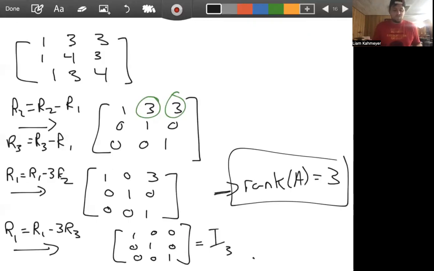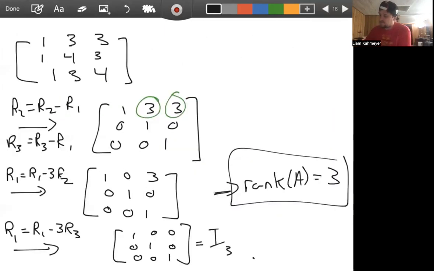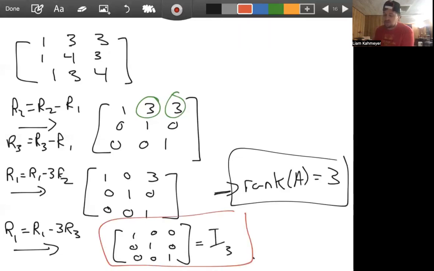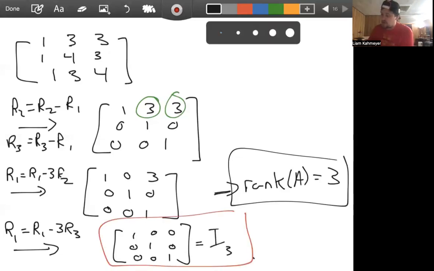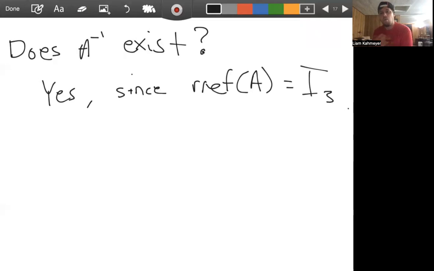Now, the next question asks, does the inverse exist? How do we know? Well, there are two ways that I'll mention here that will have a light go off that says, yes, the inverse exists. One of them is that the identity matrix is the reduced row echelon form. And so, yes, since the reduced row echelon form of the matrix A was the identity. Why is this the case?